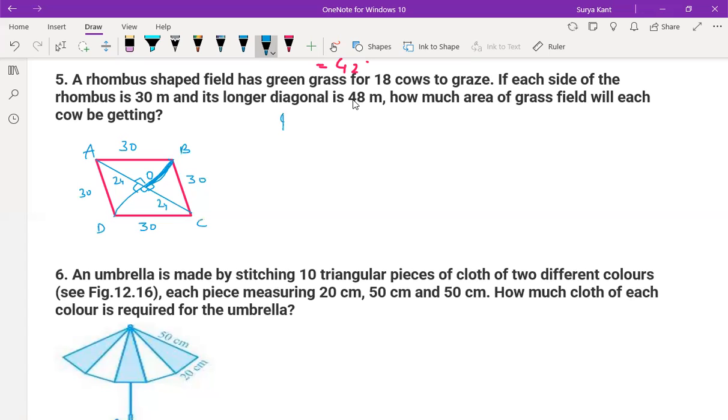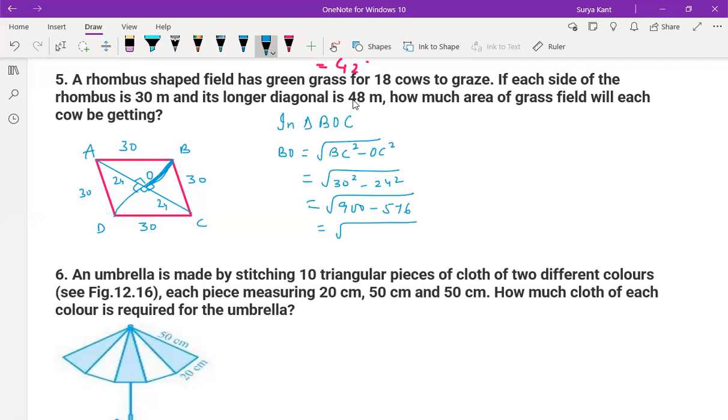So in triangle BOC, BO is equal to root over BC square minus OC square. Is it clear? Clear, sir. 900 minus 576. 900 minus 576 is 324. So this will come 18. Okay, so this is 18, and this part is also 18.